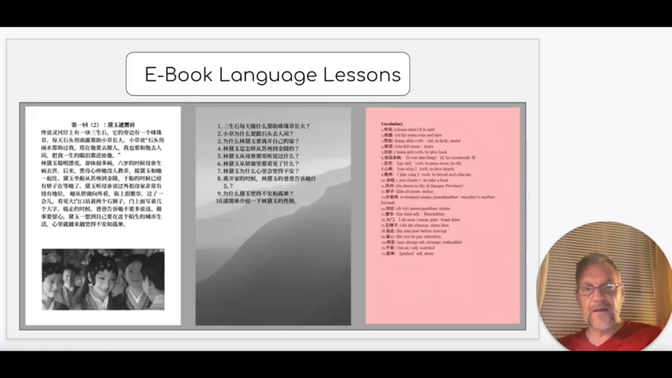So finally, I'm going to make quick reference before I go away to the ebook language lessons that Sun Lao has prepared. As you'll see, they consist of 3 major parts. A Chinese retelling of here the episode of Dai-yu's arrival.